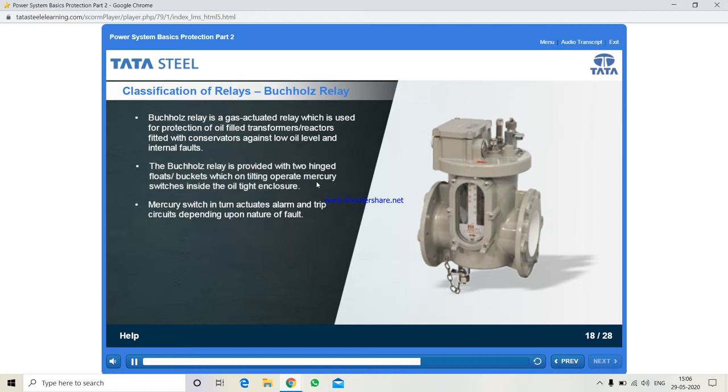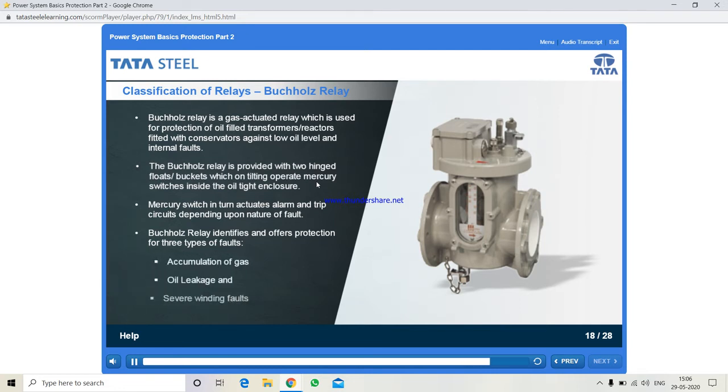Buchholz relay identifies and offers protection for three types of faults, namely accumulation of gas, oil leakage, and severe winding faults. Let us look at the parts of the Buchholz relay further in detail.